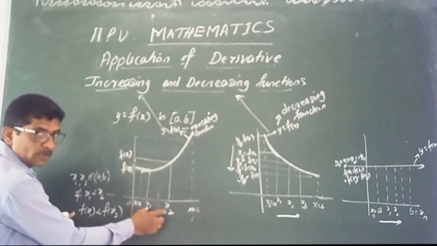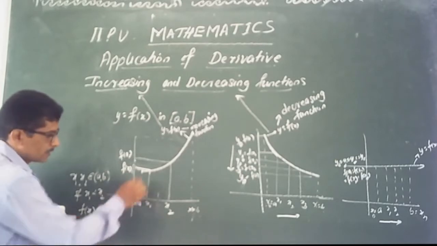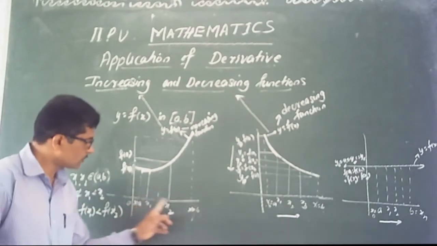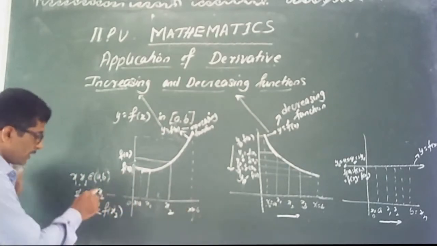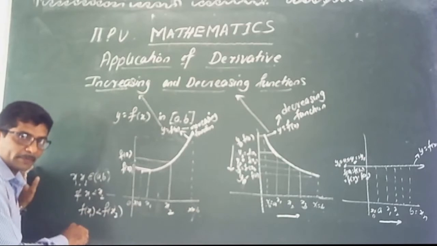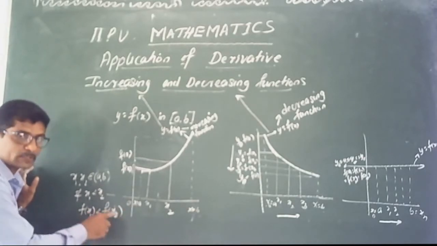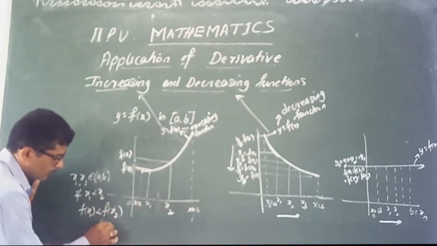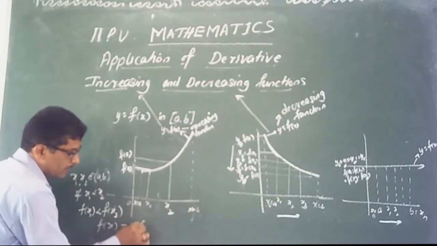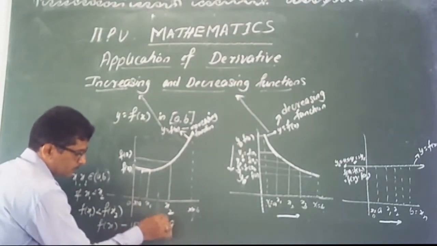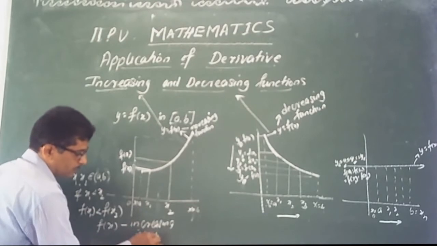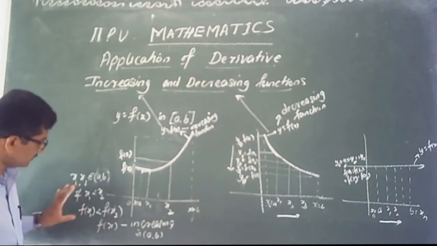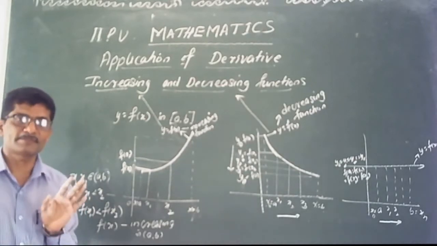Here x1 and x2 are arbitrary values. This value is x1 and this value is x2. You can take any two points belonging to the interval a to b. If x1 is less than x2, then find the values of f of x1 and f of x2. These two values also satisfy f of x1 less than f of x2. Then this function y equals f of x is said to be an increasing function in the interval a to b. It is an increasing function in the interval. This is the algebraic definition.